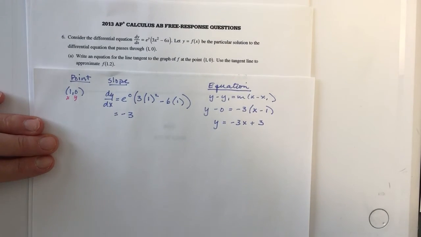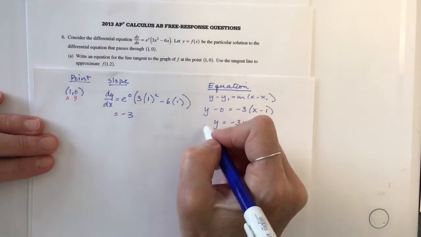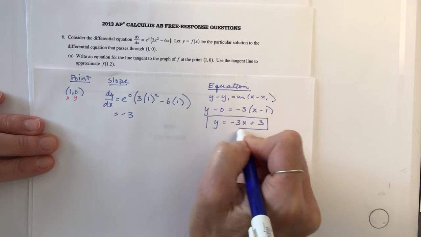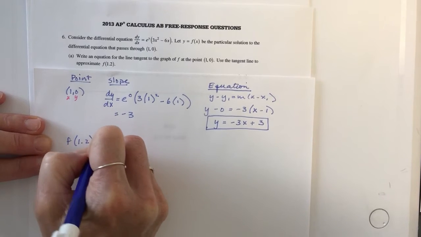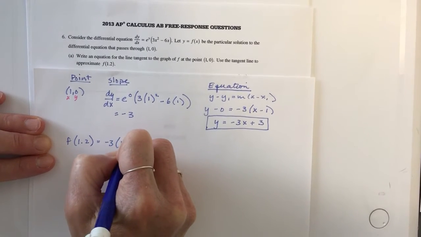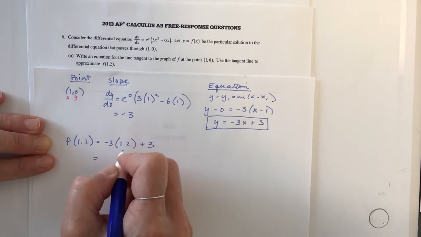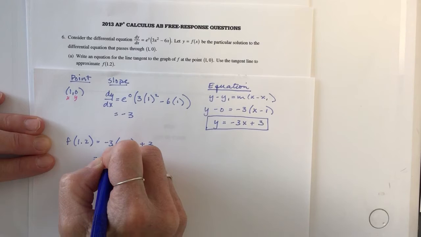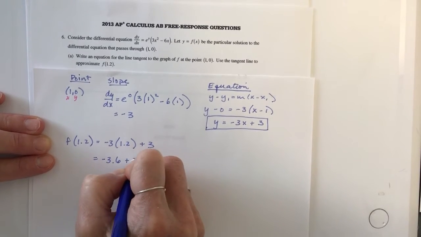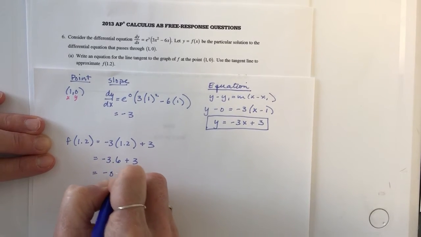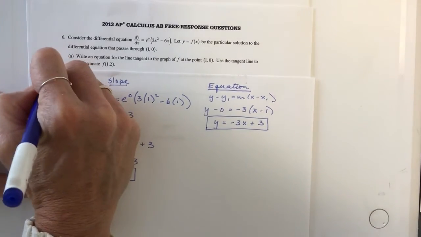Okay, and now we're going to use the tangent line to approximate f of 1.2. So for f of 1.2, we just plug in 1.2 into negative 3x plus 3. So 3 times 1.2 is 3.6, right? And 3 times 1 is 3. So we get negative 3.6 plus 3, and we get negative 0.6. And that would be our answer for part A.